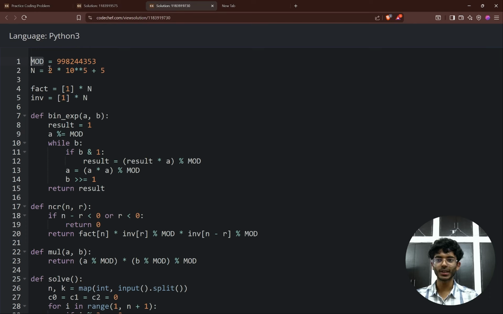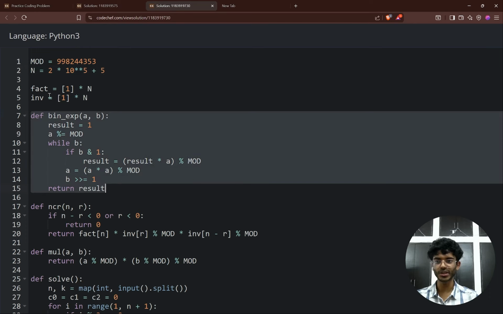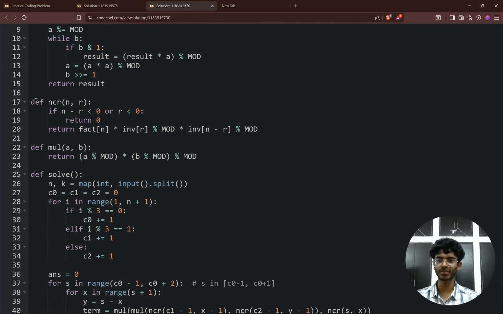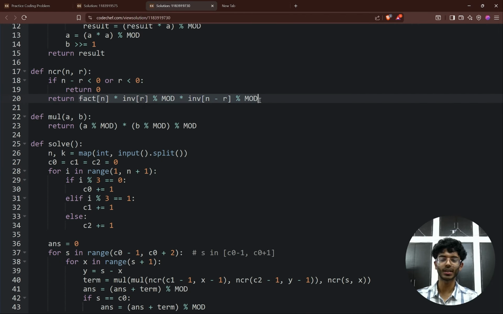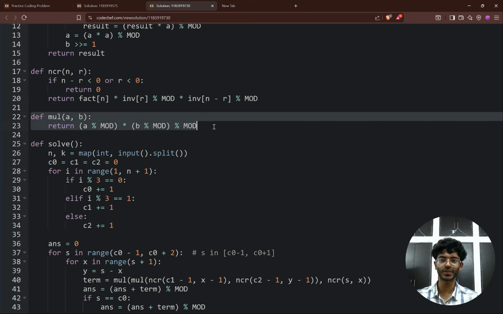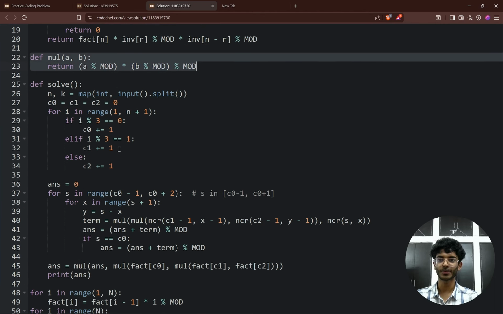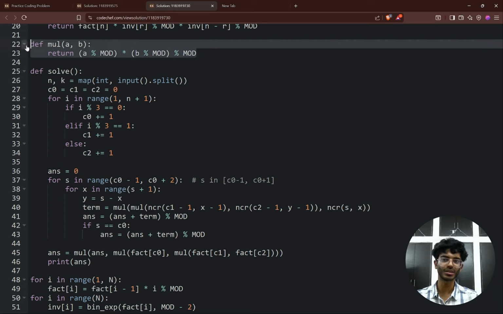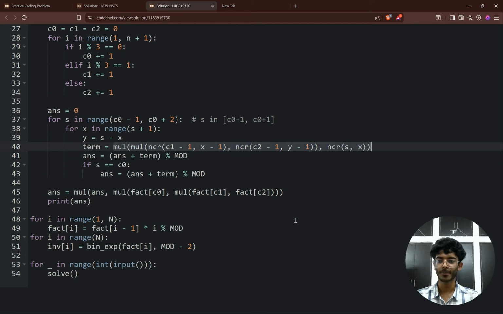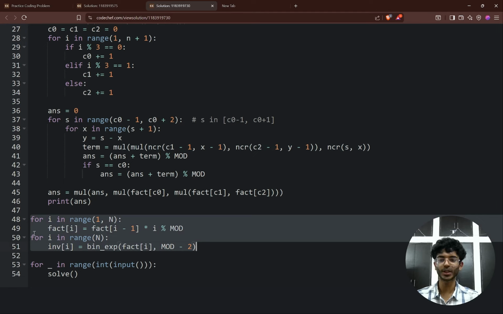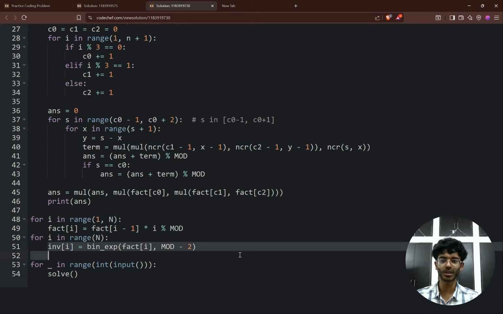So, we have defined this mod and this n. We have defined binary exponentiation. We have defined this vector and inverse function. We have defined the nCr function, which will calculate the nCr. We have also defined this multiplication function, just to make our calculation easier so that we don't need to handle the modulo separately. It will just give us a multiplication modulo thing. Now we are pre-computing the factorial of i and the inverse of i for all the possible values from 1 to 2 into 10 raised to the 5.